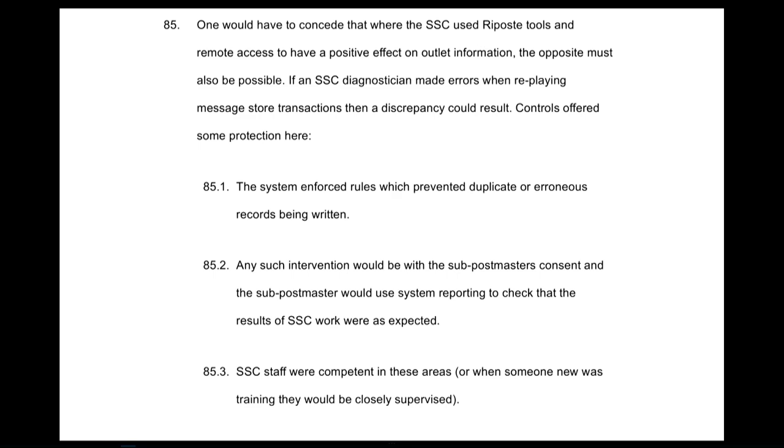And so you say controls offered some protection here, and then 85.2, any such intervention would be with the sub-postmaster's consent, and the sub-postmaster would use system reporting to check that the results of SSC work were as expected. Dealing with the first part of the sentence first, any such intervention would be with the sub-postmaster's consent. Are you saying that before the SSC made any changes to data, any alterations or inserted messages, that was always done with the sub-postmaster's consent?